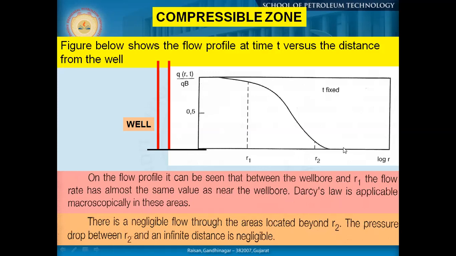That means beyond this, you see this value is 0, that means no flow from this area has been considered for this specific time flow. Okay, so the pressure drop between R2 and infinity is not there. So beyond R2 there is no pressure drop, and this part has already been considered for the flow in the earlier cases, so that's why this part is also not responsible.